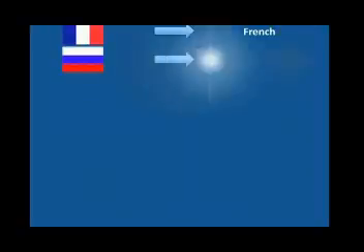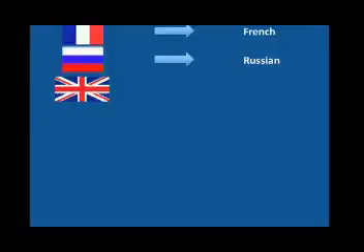Here are a couple more nationalities. Here we have France. Someone who comes from France will have a nationality of French. Next, someone from Russia will be known as a Russian. Here, someone from the United Kingdom will be known as British.